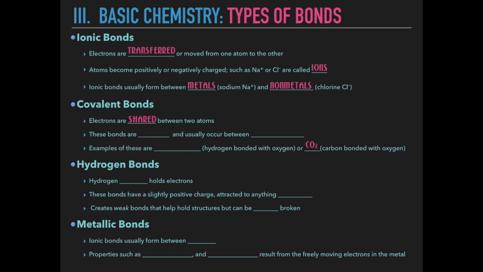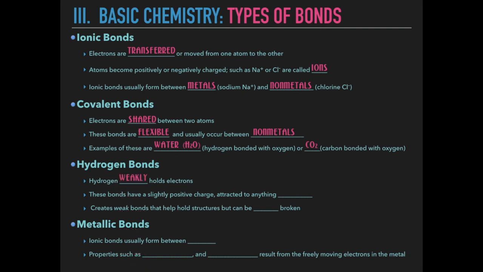Now covalent bonding, the key word there that you have to know for covalent is sharing. These bonds are generally more flexible and usually occur between nonmetals. So the reason why they're flexible is because of the sharing that's going on. One great example of that is water and carbon dioxide. So between nonmetals, we have hydrogen, which is a gas, oxygen, which is a gas, they bond together.